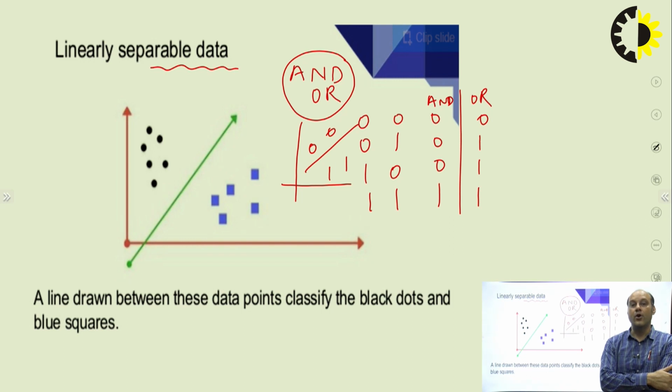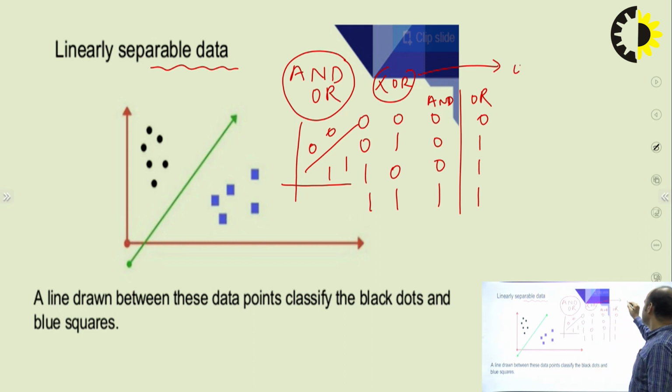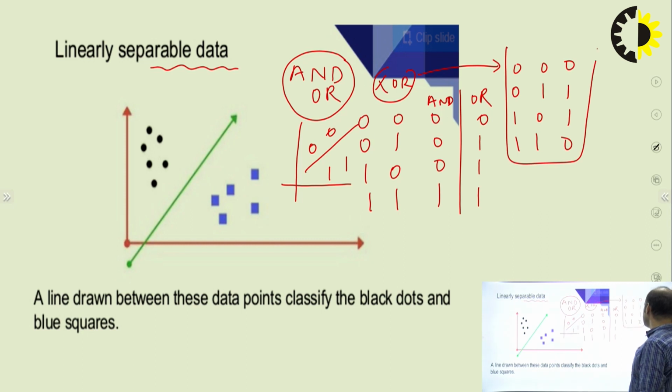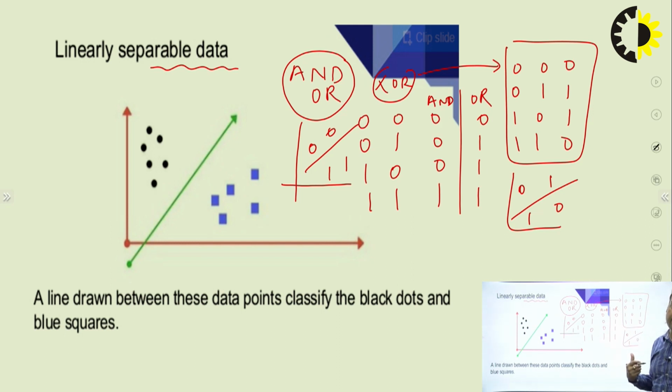Now comes the non-linear case. If I consider the XOR truth table, whenever we get different inputs, the output is 1. So 0 0 gives 0, 0 1 gives 1, 1 0 gives 1, and 1 1 gives 0. This XOR problem cannot be separated linearly, because the 1s and 0s lie on both sides. Classification is difficult here.